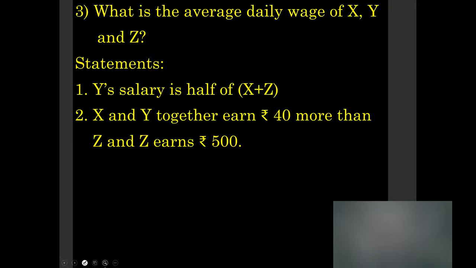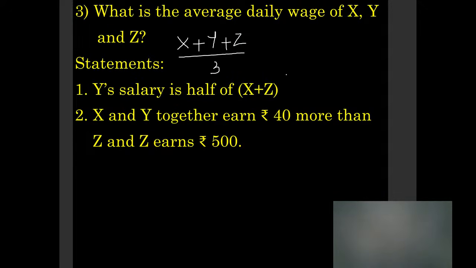Okay, let us check from the first one. First of all, the question is what is the average daily wage of X, Y, and Z? So average of X, Y, and Z means you should add all the values and divide by the total number of values. So X plus Y plus Z by 3 gives us the average. We should find the value of X plus Y plus Z divided by 3.